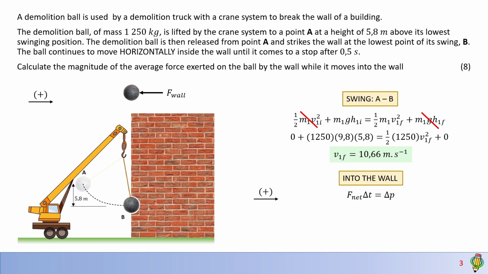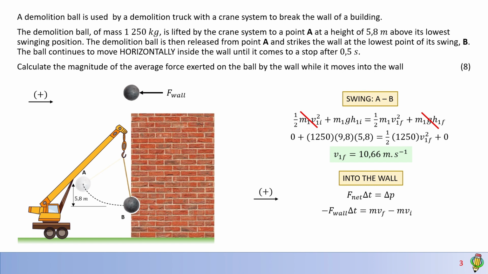So if we expand our equation, F net is just the negative F wall, because it's going in the negative direction, multiplied by change in t. This is equal to the momentum final minus the momentum initial. Then we can cancel terms that we know are zero.